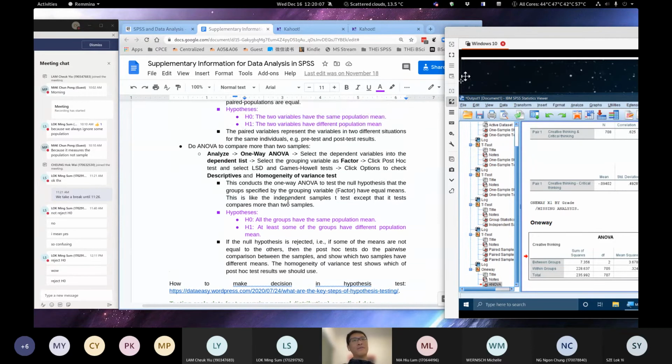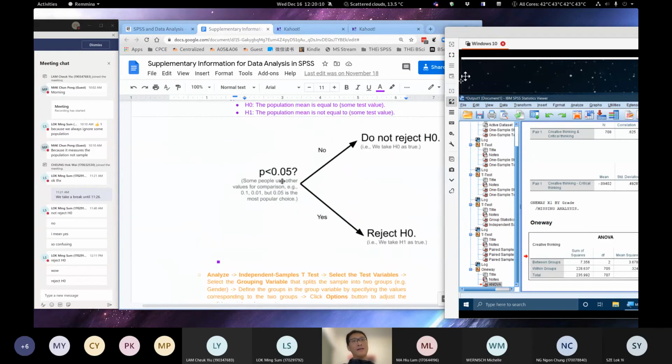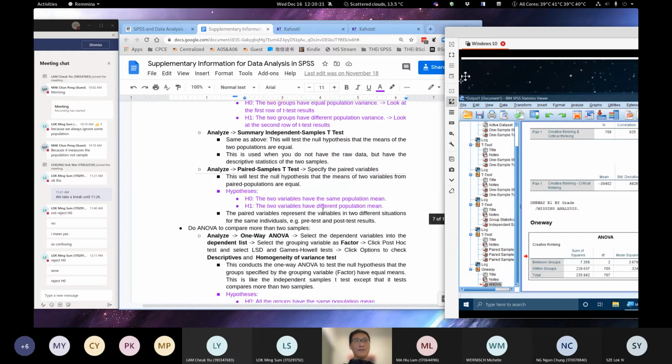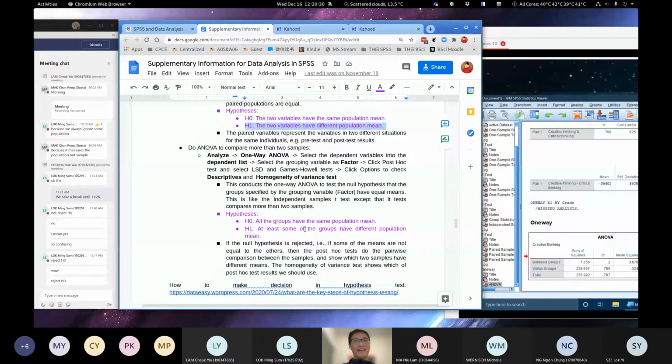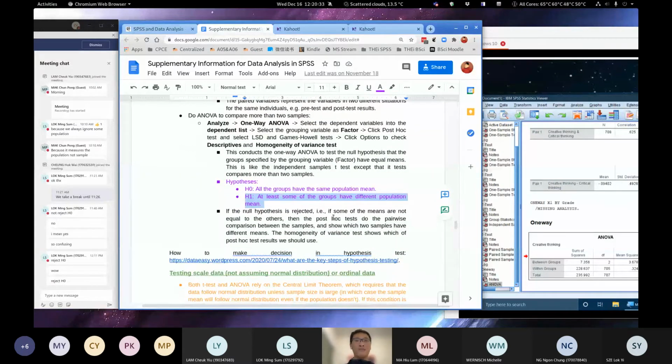The p-value is quite small. So according to the tree here, is p smaller than 0.05? Yes. So we reject H0. Reject H0 means that we take H1 as true. So in other words, at least some of the groups have different population mean. So we have grade 4, grade 5, and grade 6. And the conclusion is that at least some of them are different. But there is one question that we have not answered.